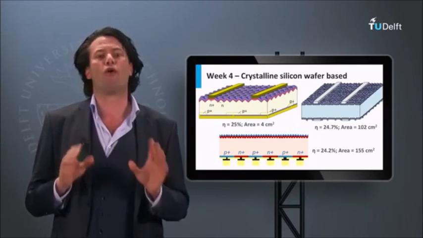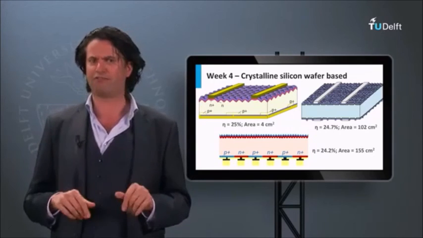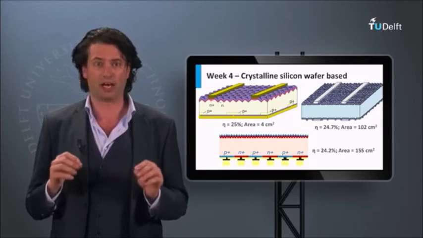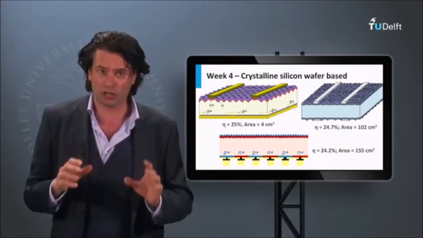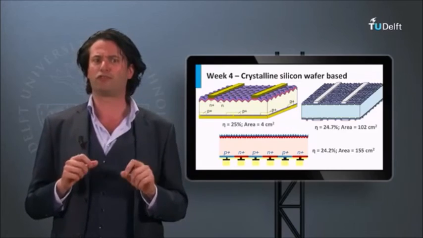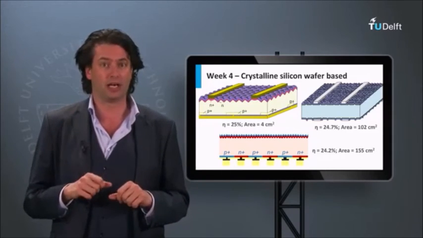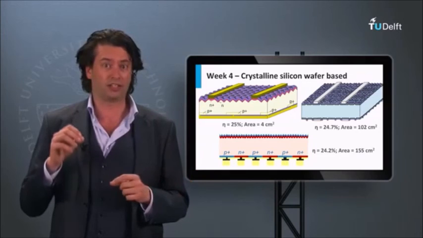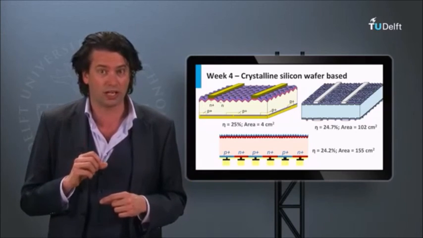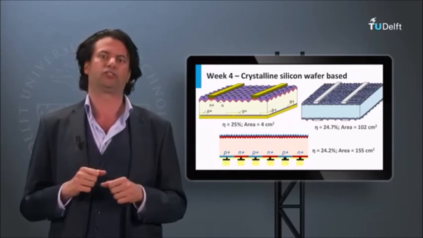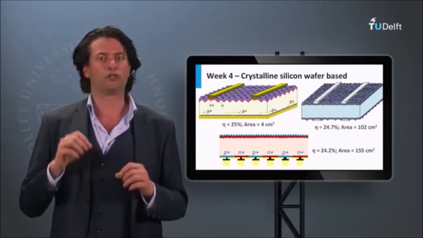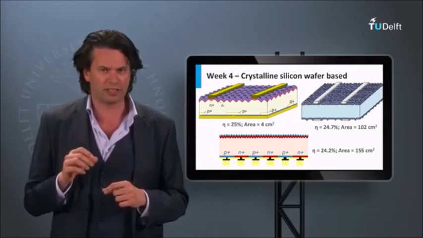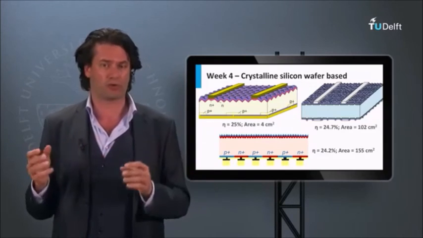In weeks 4 and 5, we have looked at the various PV technologies. As example, we have discussed the crystalline silicon wafer-based solar cells with the highest achieved conversion efficiencies up to date, like the PERL solar cell, the interdigitated back contacted solar cell, and the heterojunction-based solar cells. You have seen the various silicon processing methods to make electronic-grade silicon and multicrystalline and monocrystalline wafers.